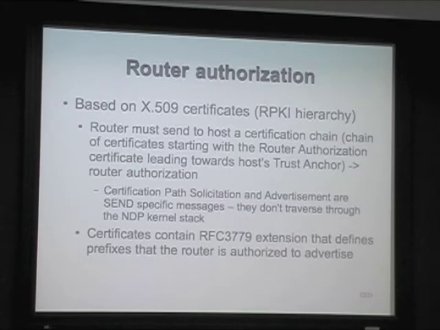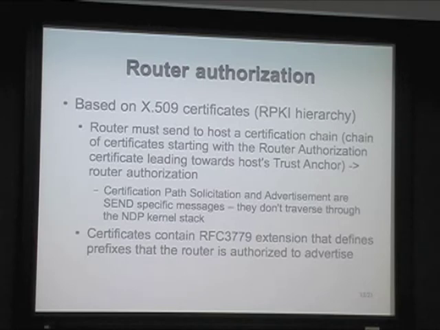So what happens in router authorization is that the router sends to the host a certificate chain that starts with the router authorization certificate, which contains the on-link prefixes that the router is advertising to nodes. The chain goes through middle certificates to the trust anchor, and the trust anchor is the same one the host is configured to trust. So that's how they achieve trust.